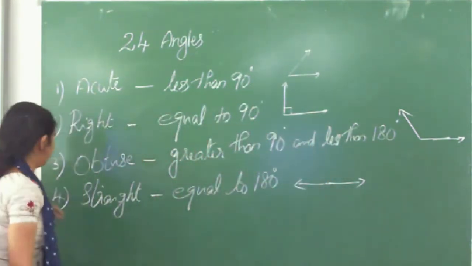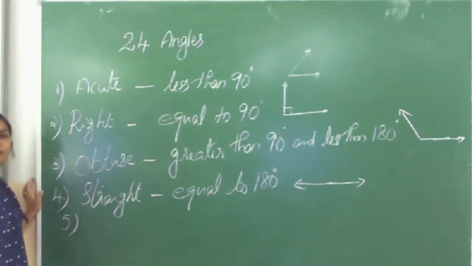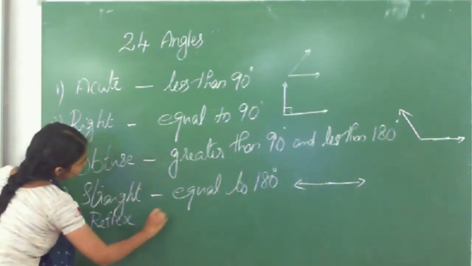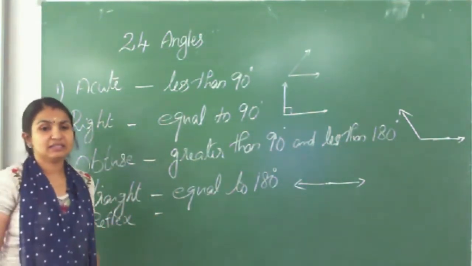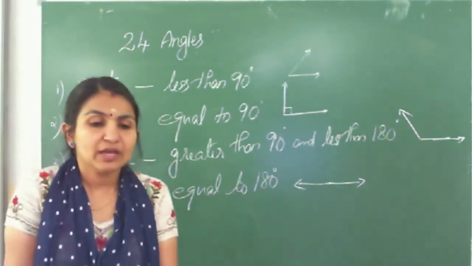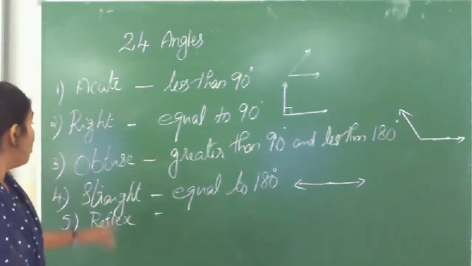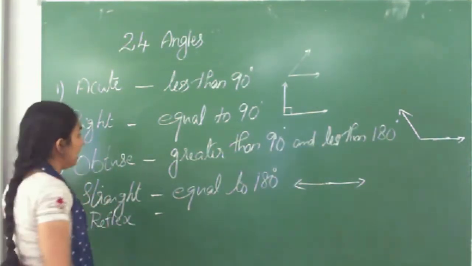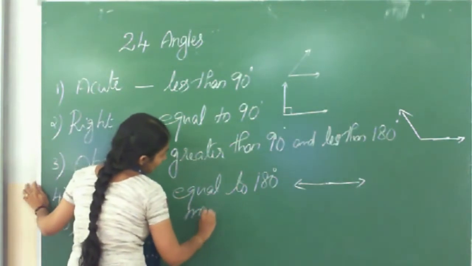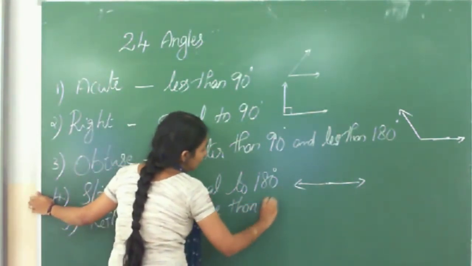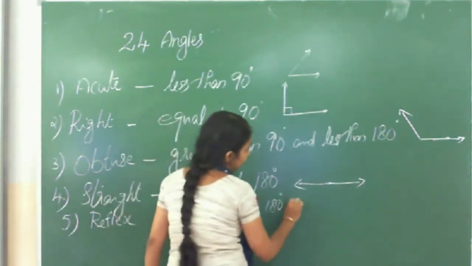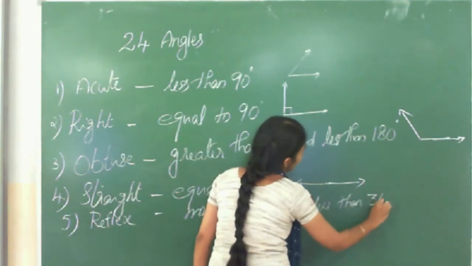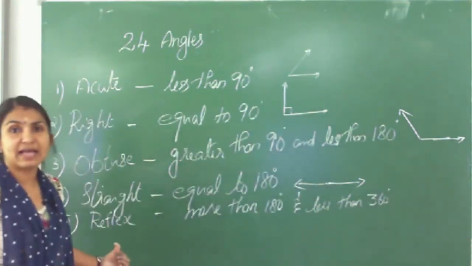And the next one, that is the fifth one, is reflex angle. I think this one is new for you. Reflex angles are more than 180 degrees and less than 360 degrees. The angles which are more than 180 degrees and less than 360 degrees are called reflex angles.